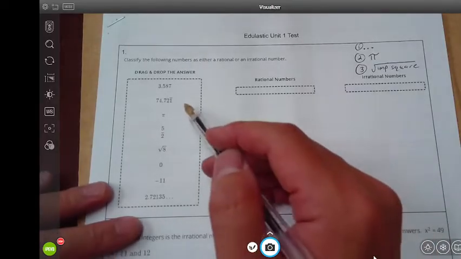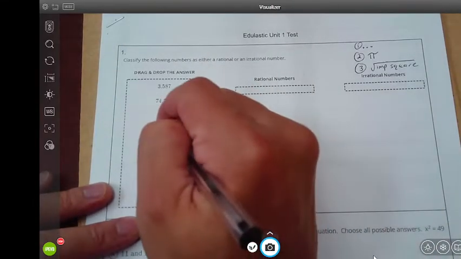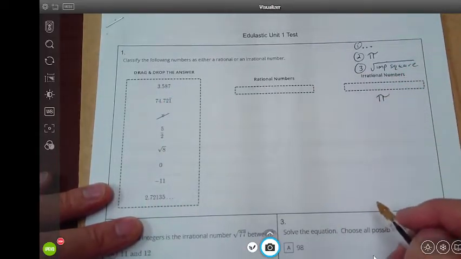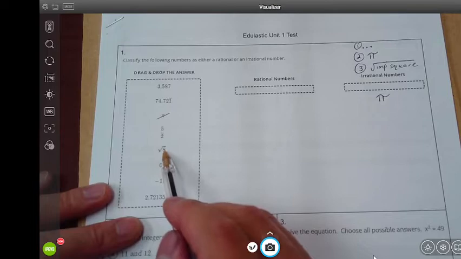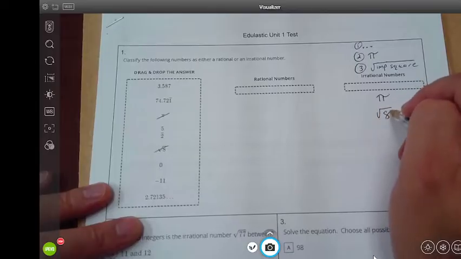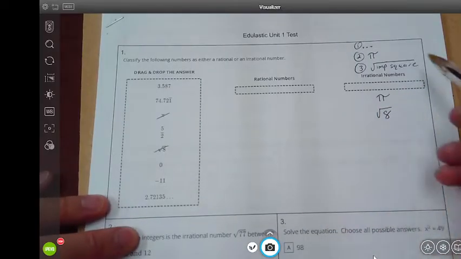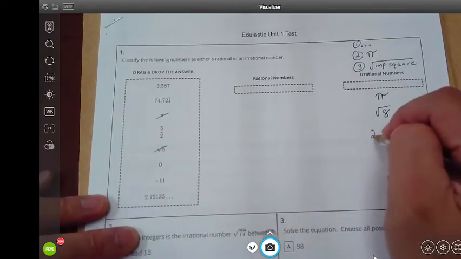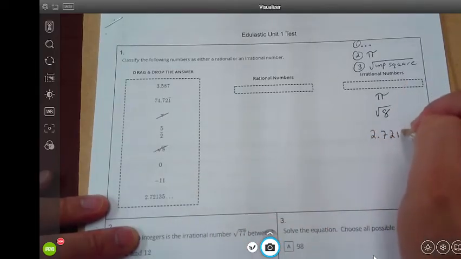All right, so if we look on the side here, the first thing I see is the pi, right? So pi is going to go in this column. Square root of 8. 8 is an imperfect square. Okay, so that's an irrational number. So square root of 8 is going to go over here. And then the last thing I see is the three dots with this last number here, 2.72135 and then three dots.